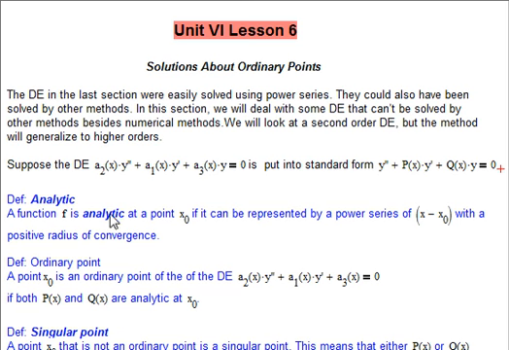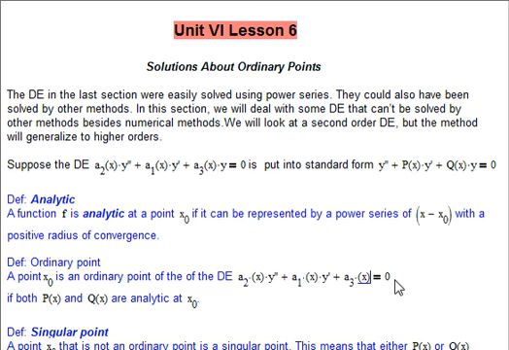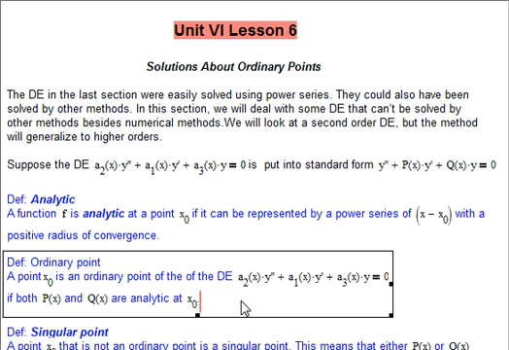And some definitions. A function f is analytic at a point x sub 0 if it can be represented by a power series of x minus x0 with a positive radius of convergence. And what's called an ordinary point of a differential equation: if the point x0 is an ordinary point of this equation, then that means that both p of x and q of x in this expression are analytic at x0, and analytic means can be represented by a power series.